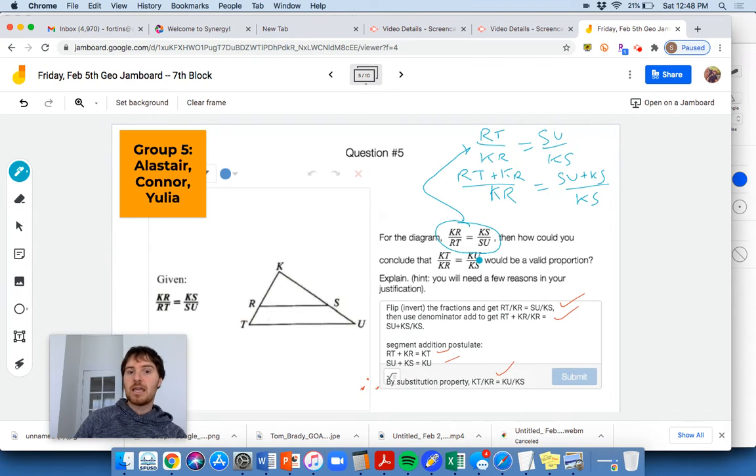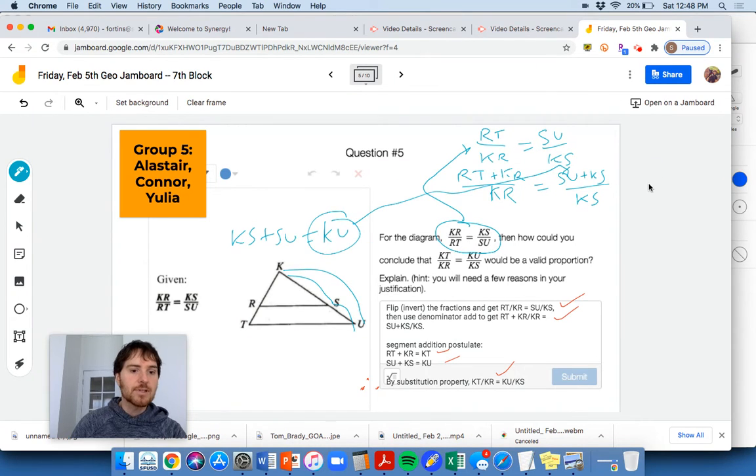And here, look, KU. What's another way we can write about KU? Well, KU just equals KS plus SU. Look, this plus that, KS plus SU. So I have KS plus SU right here. That's equal to KU, so I can substitute that, right? I can use substitution property to ultimately get to what I wanted to show, which is that the whole to part ratio here has to be the same as, and here, RT plus KR, we got RT plus KR, that equals KT, right? I can put KT over here, equals the whole to part ratio.